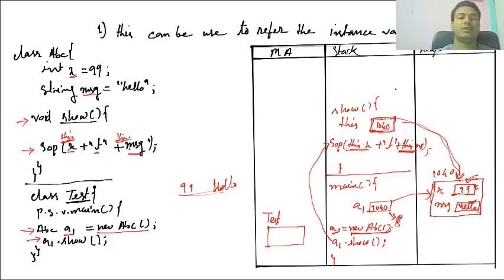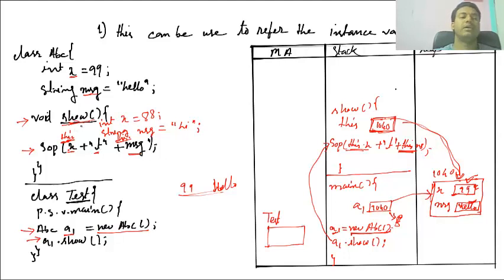But when I am writing, say I will write here inside the show method, I have two more local variables also. So I have another local variable int X is equal to 88 inside the show method, and I have here one string type MSG is equal to, say, hi, okay.